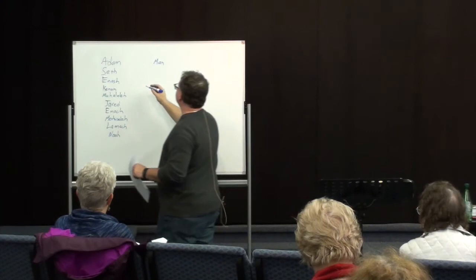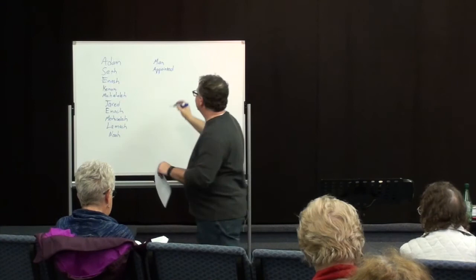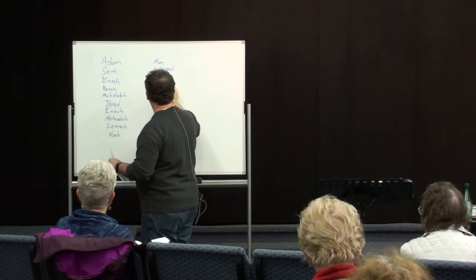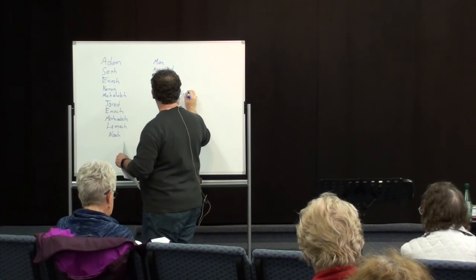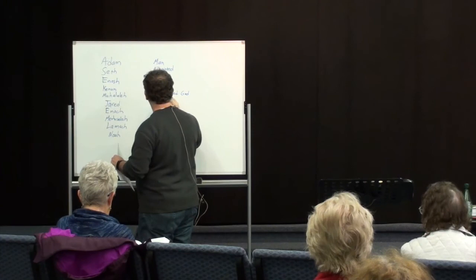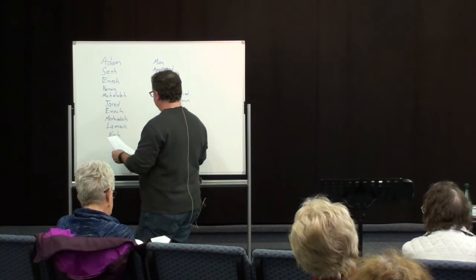Self-explanatory. The name Seth means appointed. The name Enosh means mortal. Kenan means sorrow. Mahalalel means the blessed God. Jared means to come down. I don't know who would name their kid that. It's like, come down! To come down! Enoch is teaching. Yes, it is that Enoch.